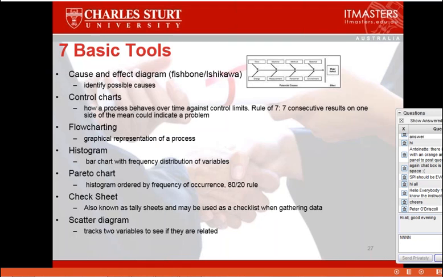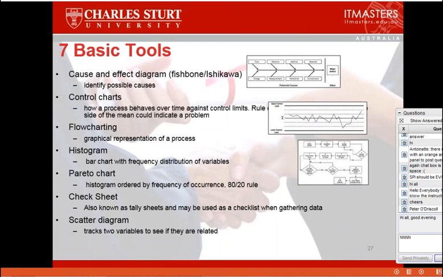Flow charts are diagrammatical representations of the processes in an organization to achieve the most satisfactory result. A histogram is a bar chart. A Pareto chart is the histogram ordered by frequency of occurrence, the 80-20 rule, which is shown on the screen there. A check sheet is just a little tally sheet that you put little ticks on to say, yes, we've done that, we've done that, or this is the number of things that have happened here and the number of things that have happened here. And a scatter diagram is readings that you can draw a line through to give you a direction.